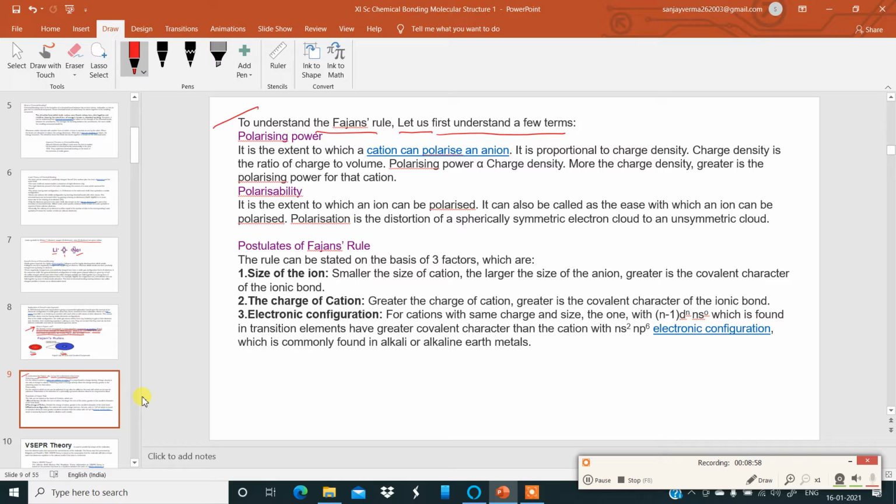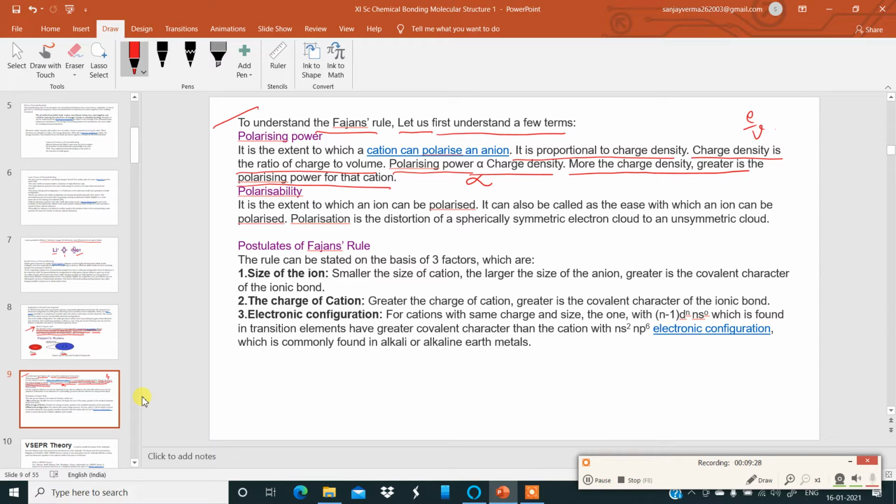It is proportional to charge density. Charge density is the ratio of charge to volume. The more the charge density, the greater is the polarizing power. So remember this: polarizing power is directly proportional to charge density. The more the charge density of the cation, the greater is its polarizing power.